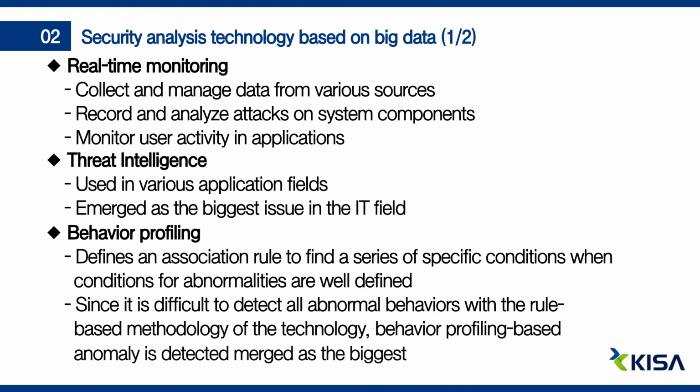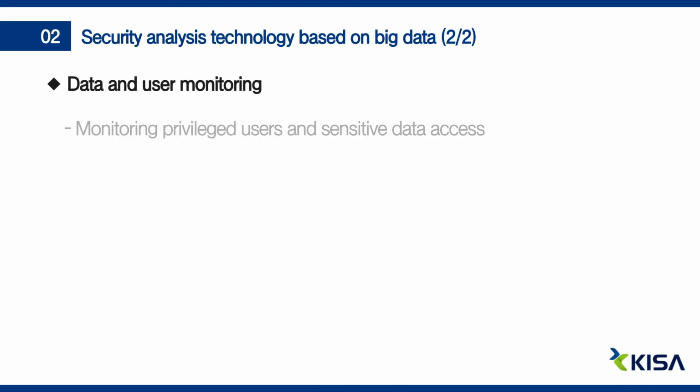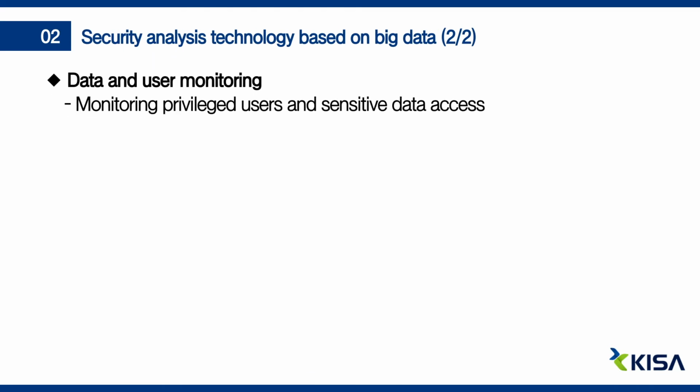The third one is behavior profiling. This technique defines associated rules to find a series of specific conditions when conditions for abnormalities are well defined. In addition, since it is difficult to detect all abnormal behaviors with the rule-based methodology of the technology, behavior profiling-based abnormality is detected. The fourth one is data and user monitoring.